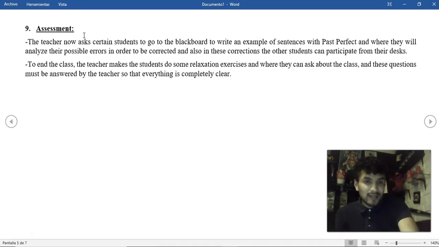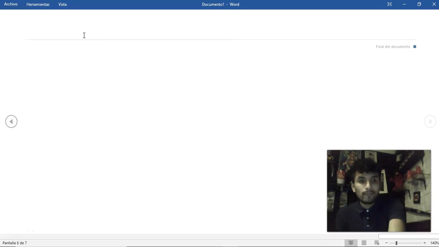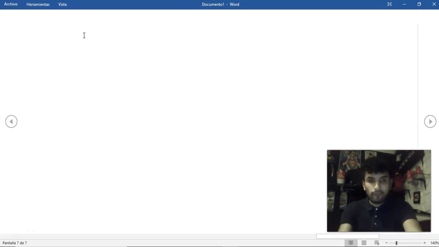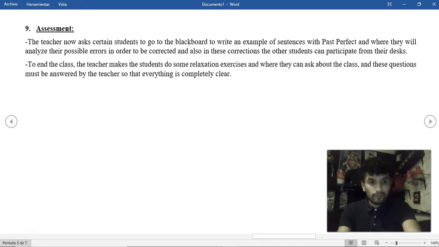To end the class, the teacher has the students do some relaxation exercise where they can ask about the class, and these questions must be answered by the teacher so that everything is completely clear. And finally, I have to say that this part refers to the final part of the class, and that is all in this lesson plan.